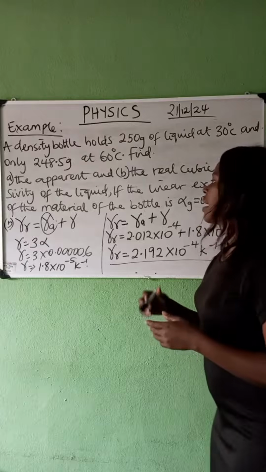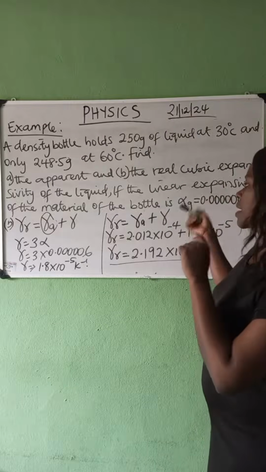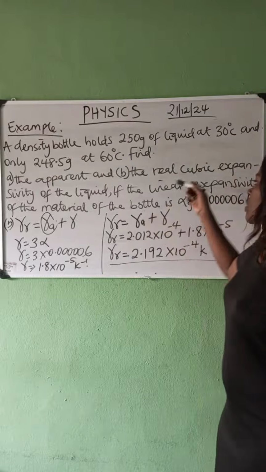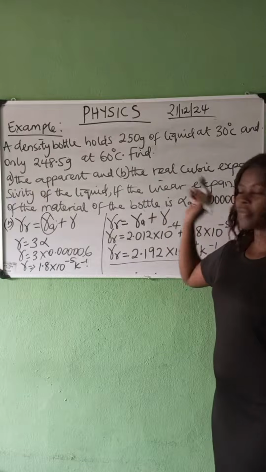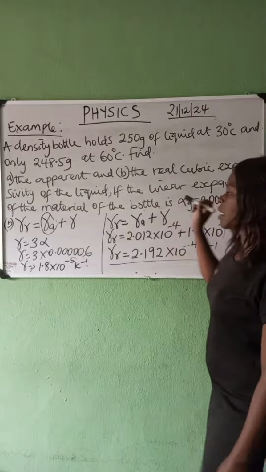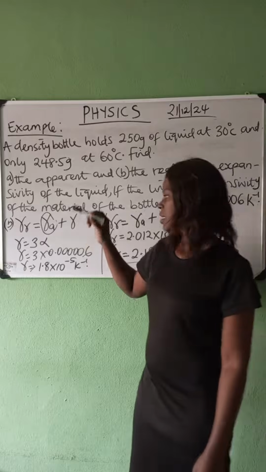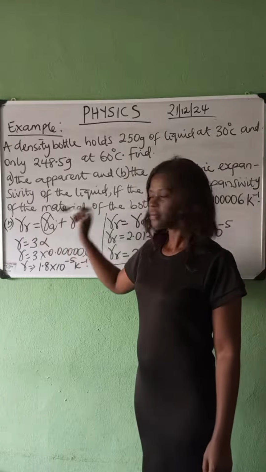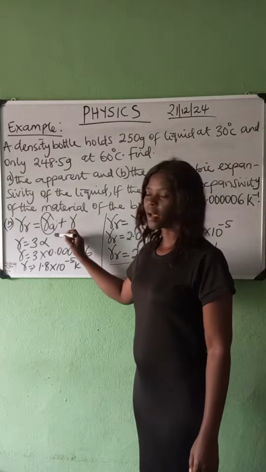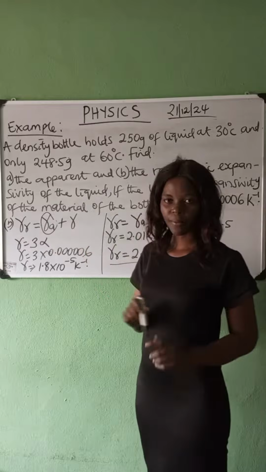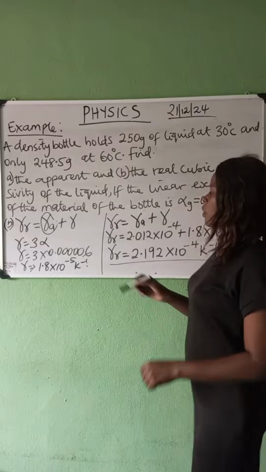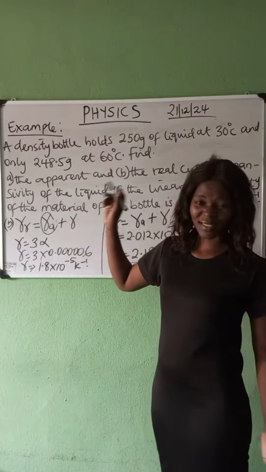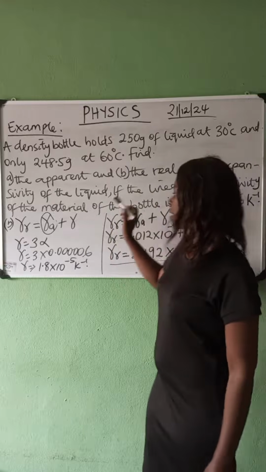All right. I said we have gotten the apparent cubic expansivity. Now for us to get the real cubic expansivity of this liquid, the formula is gamma R equals gamma A plus gamma. Now, what is my gamma A? I've gotten it, that is the apparent cubic expansivity.